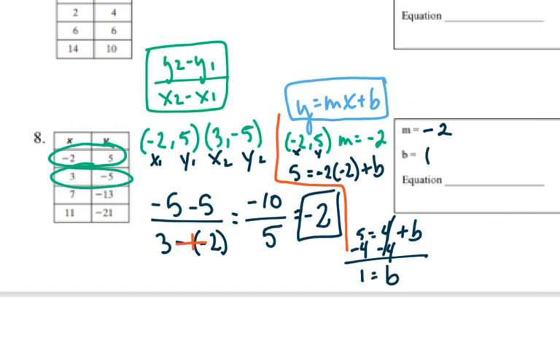So now that we have a slope and we have a y-intercept, the equation of my line is y equals negative 2x plus 1. Okay? Writing the equation of a line from 2 points and writing the equation of a line from a table are both very, very important. Not too bad.